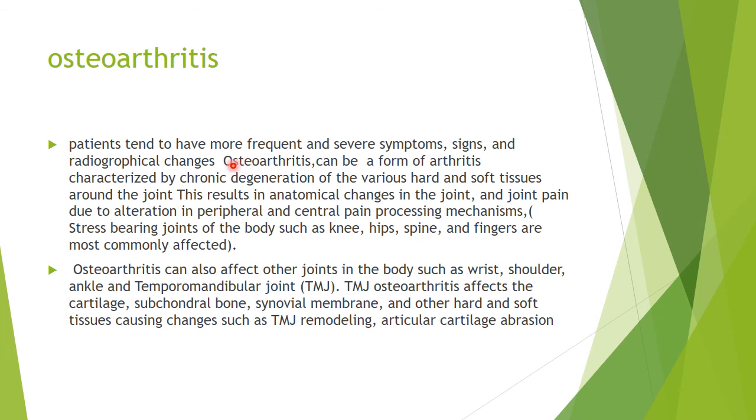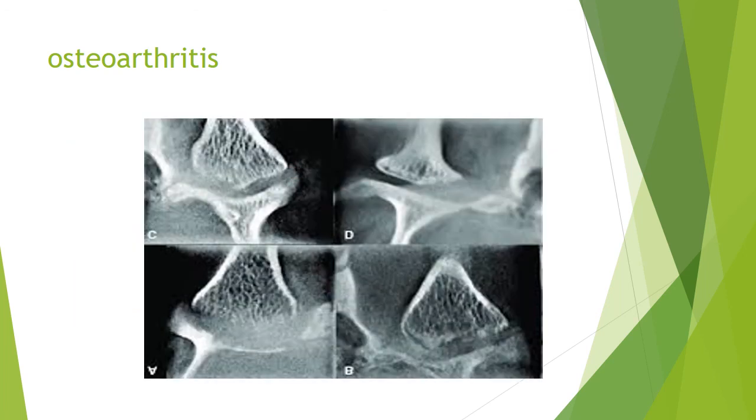While TMJ osteoarthritis affects the cartilage, the subchondral bone, the synovial membrane, and any other hard or soft tissue, causing changes that we are going to demonstrate by the x-ray. Here, as I said before, there will be breakdown of the articulating cartilage, that is to say the fibrocartilaginous tissue, the disc is going to be broken down and eroded.